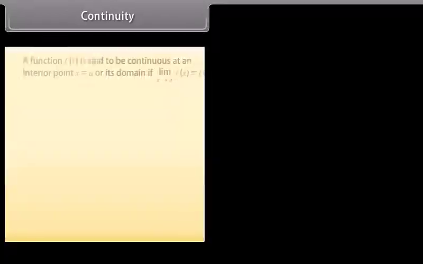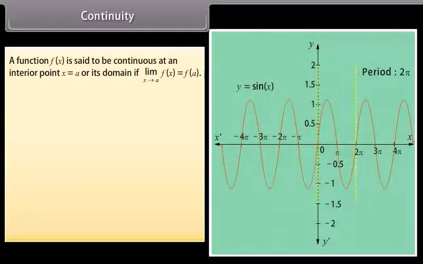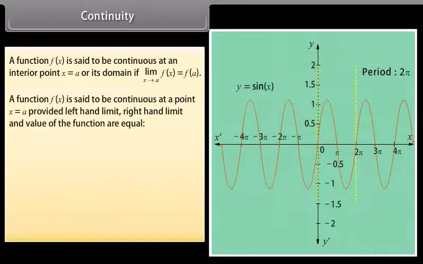Continuity. A function f(x) is said to be continuous at an interior point x = a of its domain if limit x tends to a, f(x) is equal to f(a). In other words, a function f(x) is said to be continuous at a point x = a, provided left-hand limit, right-hand limit and the value of function are equal.